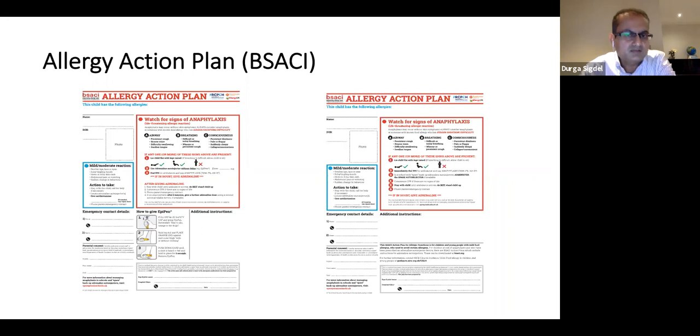So if you diagnose food allergy in children, please print out this allergy action plan and give it to the parents. They can copy it, and they can give it to the nursery. They can give it to the school, so the school and nursery also know what the child is allergic to and what to do if there's an allergic reaction.